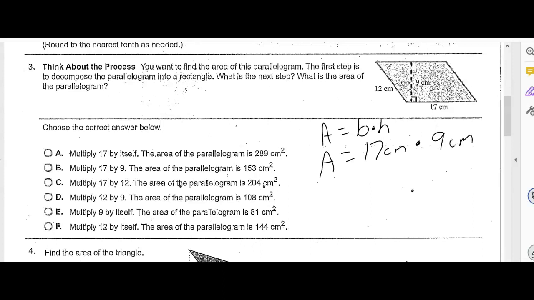Explain the side. So what does a height have to have? Go ahead. Has to have a right angle. Okay, so that's why we were using 9 centimeters. Area equals, what is the final answer there, Jacob? 153 centimeters squared. Or letter B.